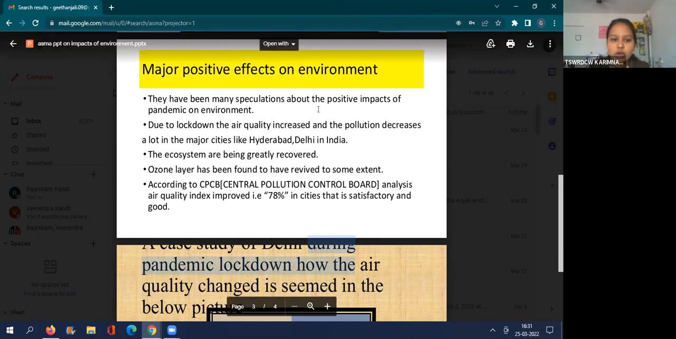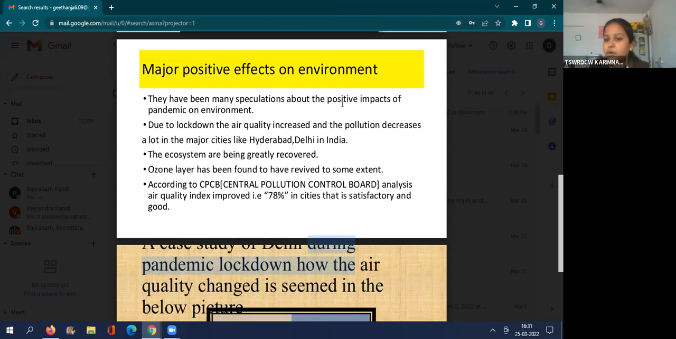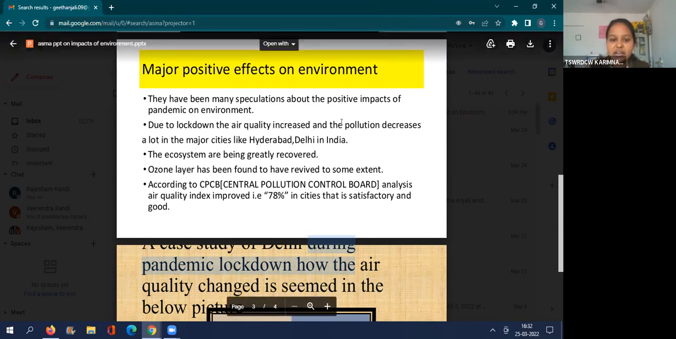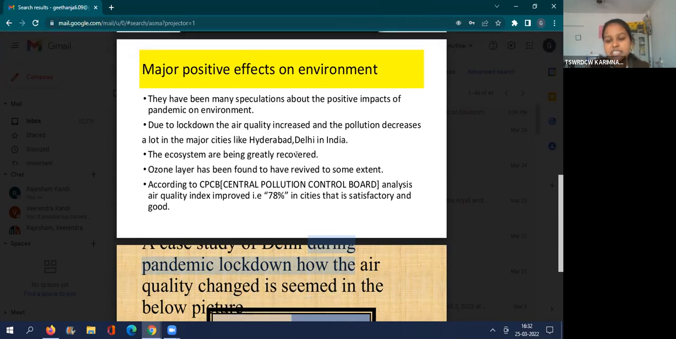The major positive effects on the environment: there have been many speculations about the positive impacts of the pandemic. Due to lockdown, we shut down industrialization. Industries release many gases harmful to nature into the society. But due to the lockdown, the quality of air increased by shutting down emissions of nitrogen, carbon dioxide and some chlorofluorocarbons. In major cities like Hyderabad and Delhi, the ecosystem is being revived greatly, and the ozone layer has been found to have revived to some extent.